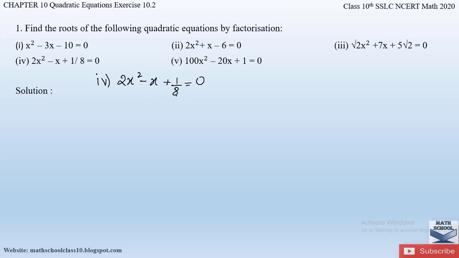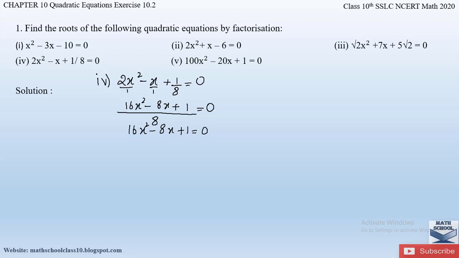Here we have got a fraction. So let us first find the LCM for this whole equation. So what will be the LCM here? So LCM will be 8. Now we have to multiply 8 with these two terms, because 2x square divided by 1 and x is also divided by 1. So 8 2s are 16x square minus 8x plus 1 is equal to 0. Or we can write 16x square minus 8x plus 1 is equal to 0.